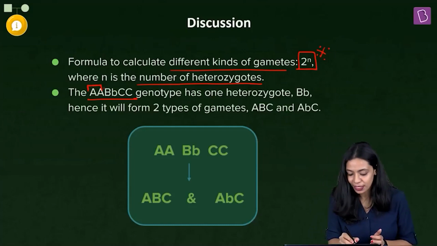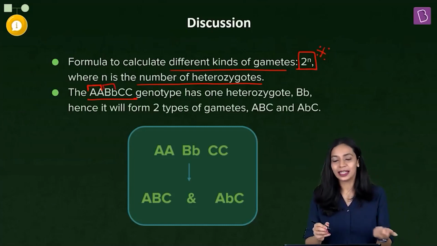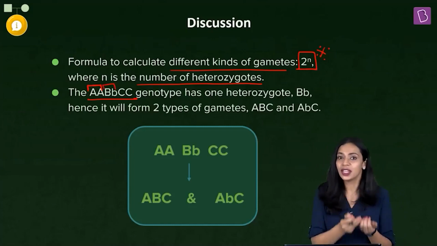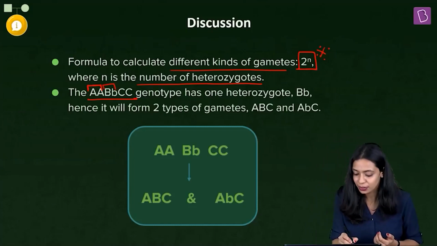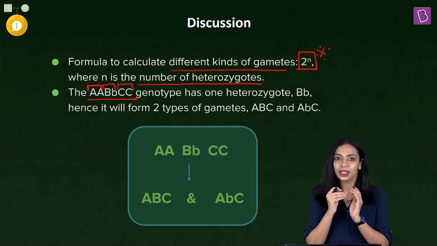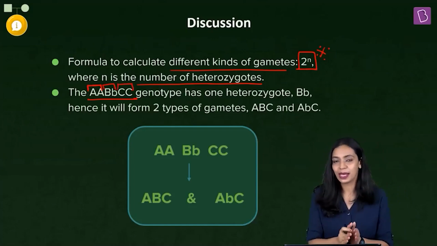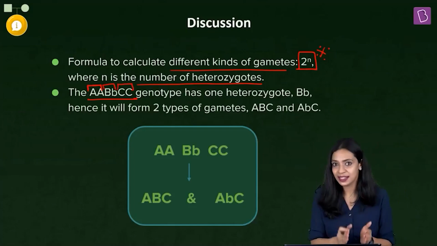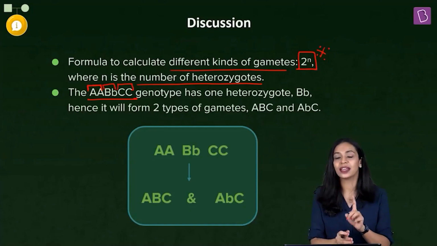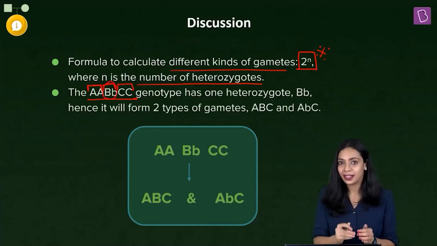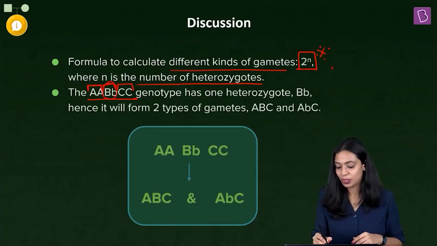When you look at B, you have one dominant allele and one recessive allele. You have a capital B and a small b. You have 2 different types of alleles, which makes that gene heterozygous. Now, talking about the third gene C, you have 2 capital C's. Both of them are of the same type, so that also is homozygous. So among the 3 genes given to us in this genotype, there's only one gene that has dissimilar alleles, which is B. Okay, so n in this particular case will be equal to 1.